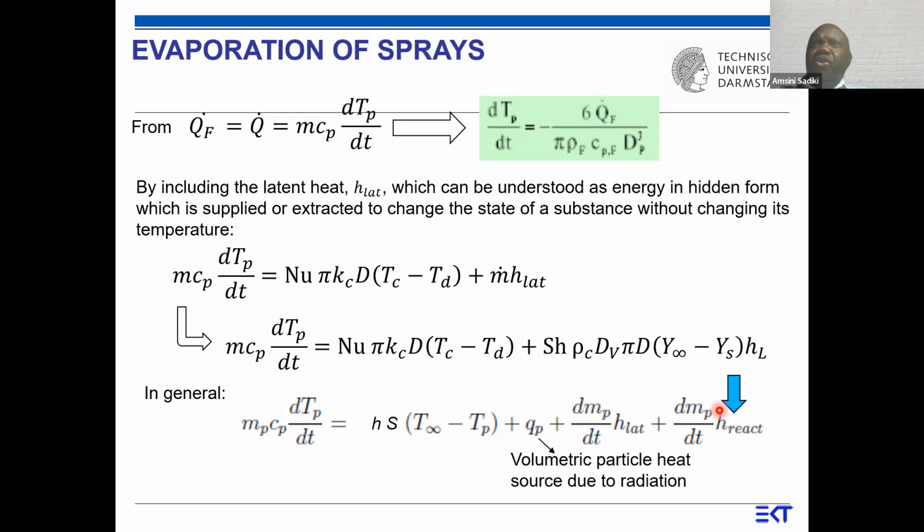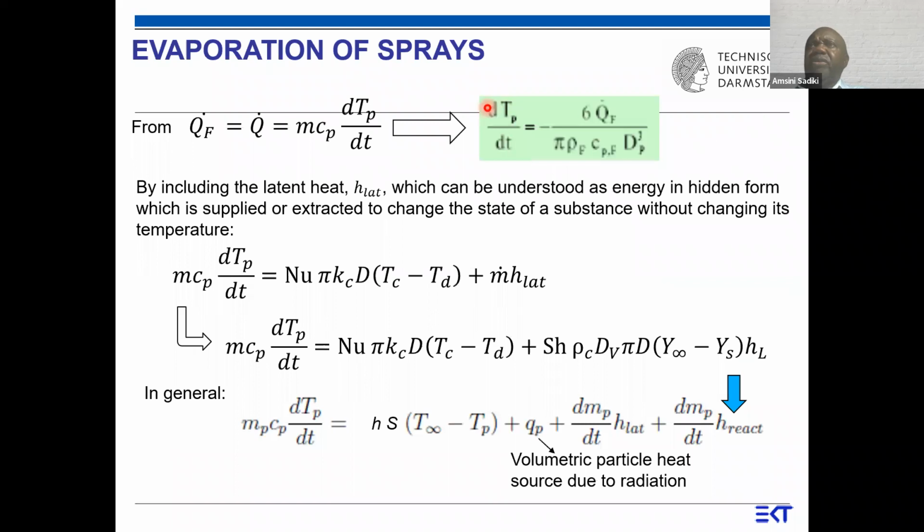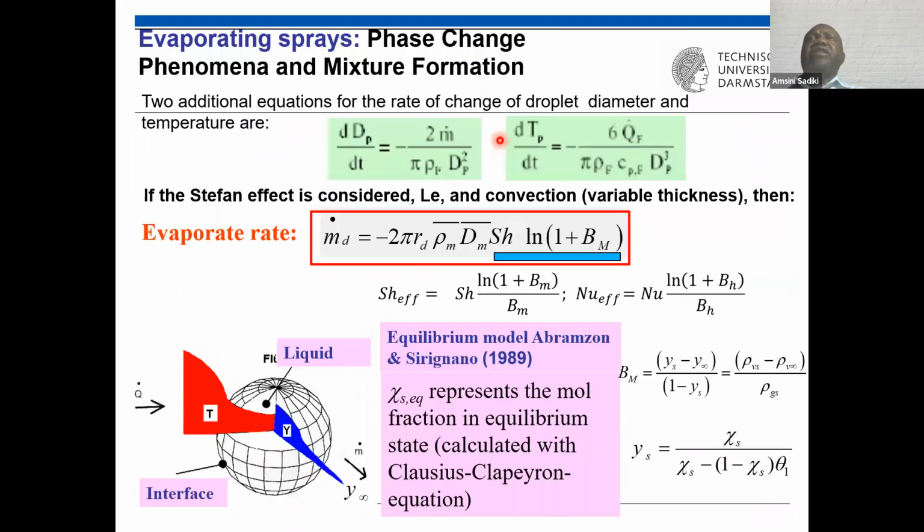So with this, we have two additional transport equations. We have the transport equation for the variation of the size of the particle, and the variation of the temperature of the particle. And with this, I summarize everything here. We have these two additional transport equations.